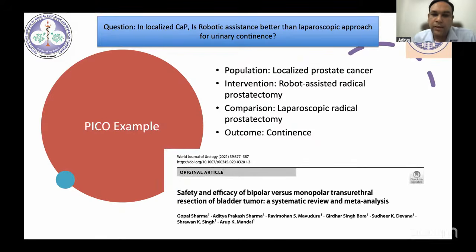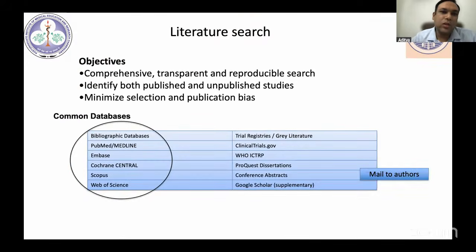This is a systematic review which we did in 2021, on the safety and efficacy of bipolar versus monopolar transurethral resection of bladder tumor. So for me, the question is clear. I am testing bipolar against monopolar TURBT for patients with bladder tumor. So the population is bladder tumor, the intervention is bipolar TURBT compared with monopolar TURBT, and safety and efficacy in terms of obturator jerk or bladder perforation was tested. Then we go to the literature search.